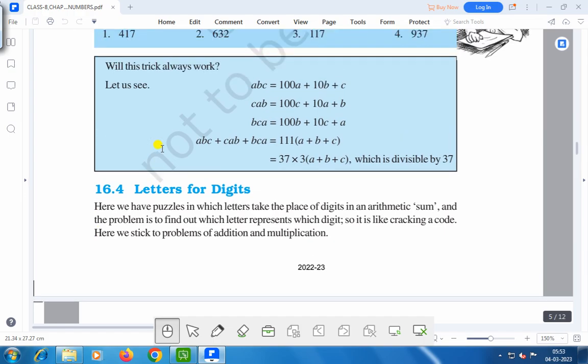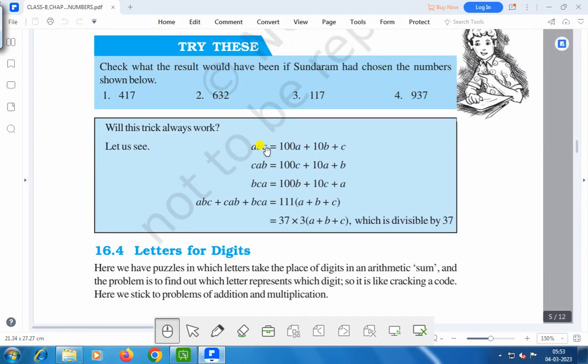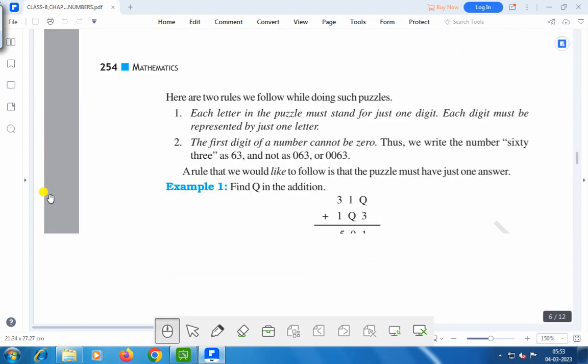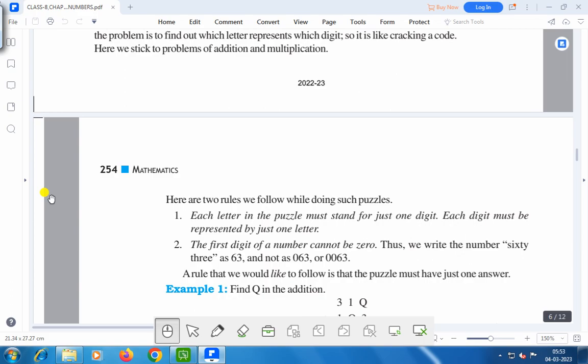In this way, you'll find that here the trick is ABC equals 100A plus 10B plus C, CAB equals 100C plus 10A plus B, and BCA equals 100B plus 10C plus A. Then if we add the numbers, we get 111 times (A plus B plus C), that is 37 times 3 times (A plus B plus C), which is divisible by 37. Right? Letters for digits.